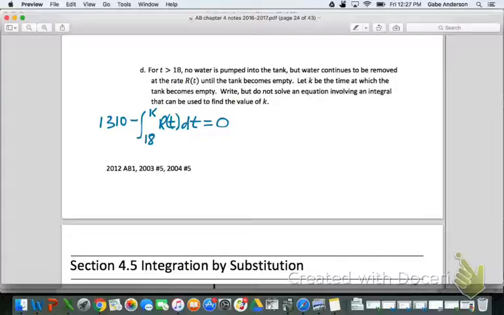Yeah. Could you write it as like 1310 plus the integral of 18 to k of negative R of t? Yes. You could move that negative in there. You definitely could. Okay. Can I show you one other way that you could have written this? Is this right? This is right. This is well done.